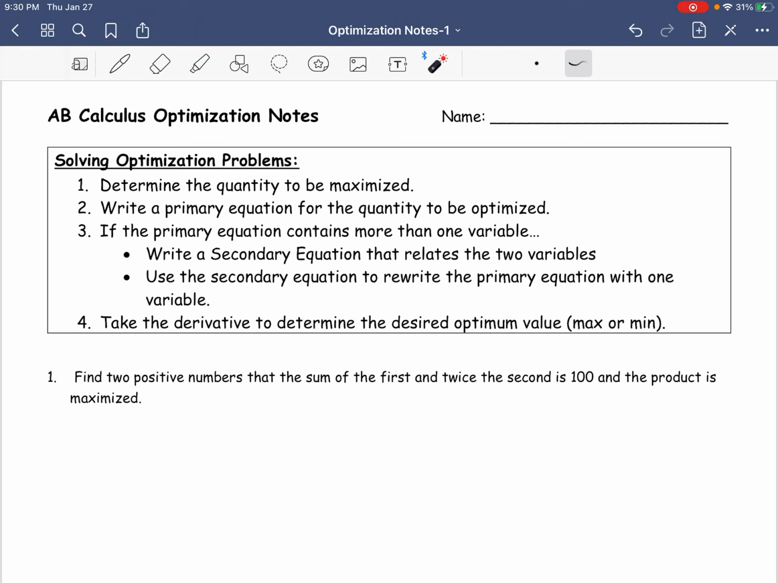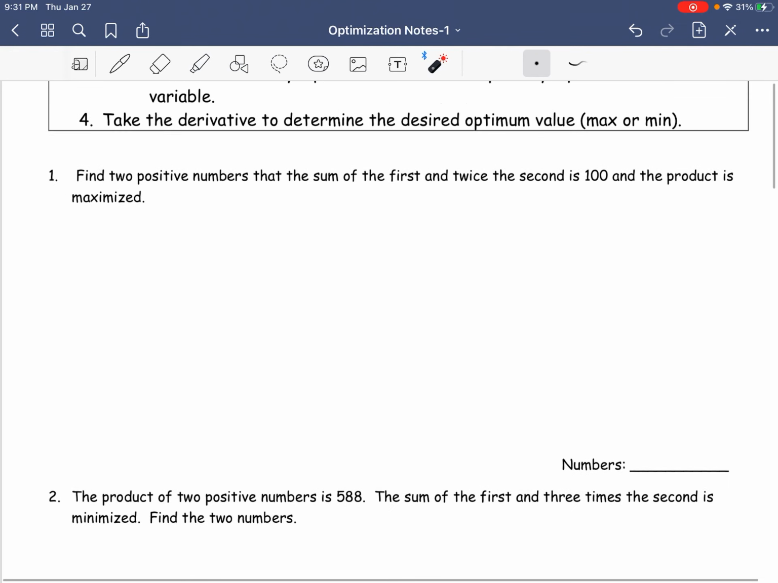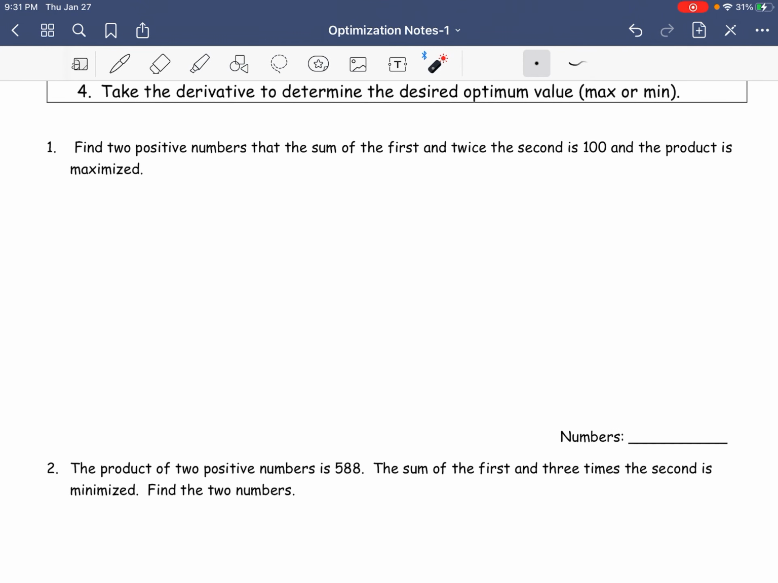So all these problems are word problems, and we are going to be solving what's called an optimization problem. And we're going to have a quantity that needs to be optimized. We're going to find the optimal settings for this problem. You might be asked to maximize something. You might be asked to minimize something. It's just going to depend on the problem. So let's get started. Up top are some directions, but I'm going to jump right in.